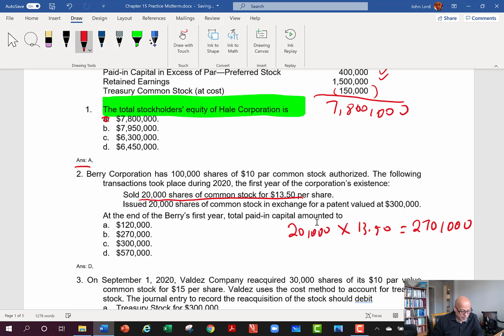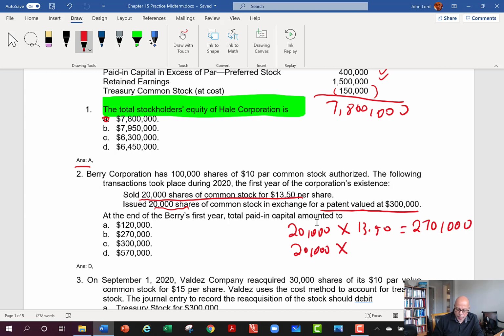Okay, now you look, and yeah, they're trying to trick me into taking choice B with that, or I could make that mistake, I guess. But then they issued another 20,000 shares, and the patent is valued at 300,000. Now, what this question is doing to you here is they're trying to tell you, well, maybe you should use the 13.50 for these next 20,000 shares, but they'd have to be saying something like the stock was trading at 13.50 a share, or was listed on an exchange at 13.50 a share.